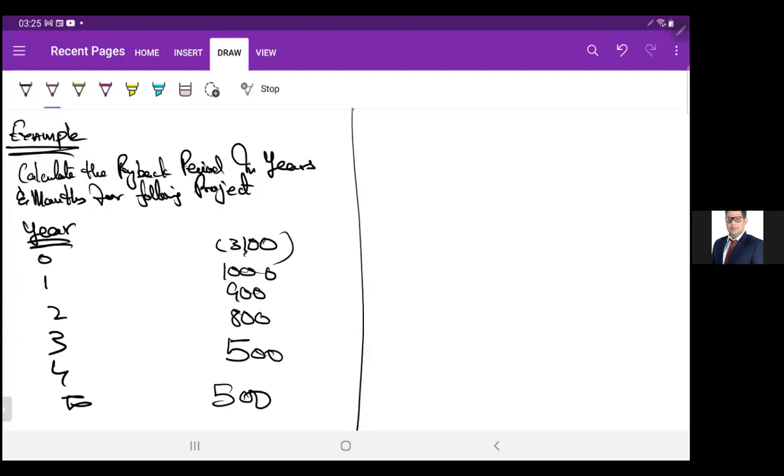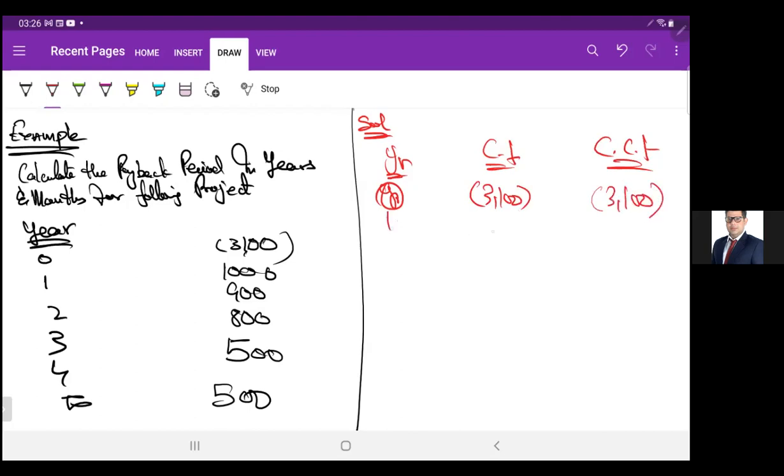All right, and here is the example. Calculate the payback period in years and months for the following project: year 0, 3100; year 1, 1000; year 2, 900; year 3, 800; year 4, 500; year 5, 500. Now let us solve it. I hope you can do this with me as well. Year, cash flow, and cumulative cash flow. Year 0, 3100, and it is negative 3100 again.